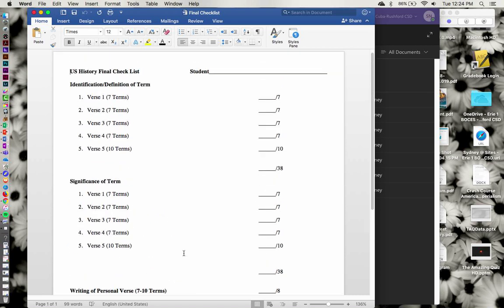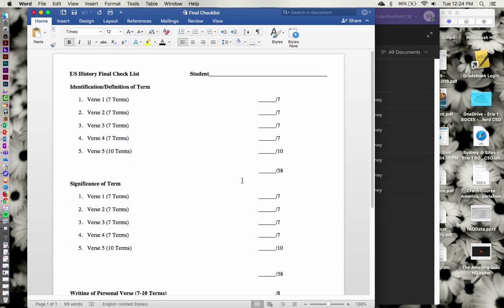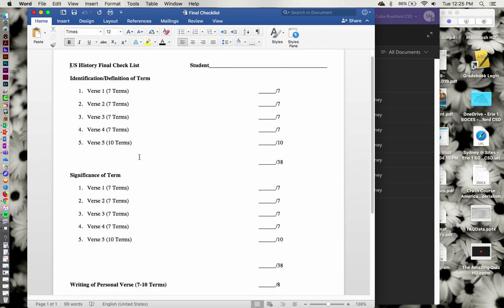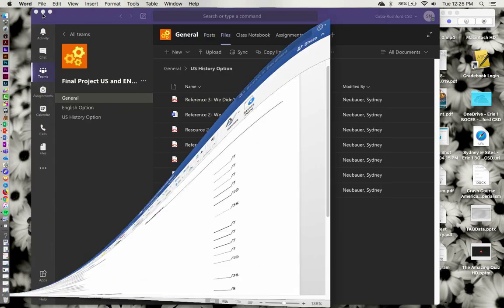So if you want to go back and use this as a checklist, don't even worry about the numbers and just say, okay, did I define all 7 terms from the first verse I picked? Okay, check it off. And then you can do that for each piece here to make sure you completed everything for the project.